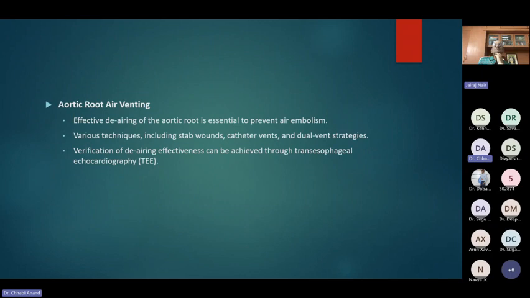Aortic root venting. Effective de-airing of the aortic root is essential to prevent air embolism. Various techniques include stab wound and catheter vents, and dual vent strategies can be followed. Verification of de-airing effectiveness can be achieved through transesophageal echocardiography.